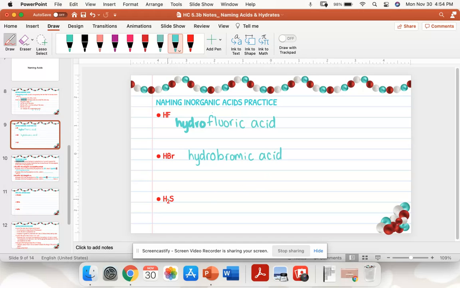H2S, you don't have to worry about this because we are just naming it. We're not trying to cross charges or anything like that here. So hydro. S is sulfur, so it'll be sulfic acid.